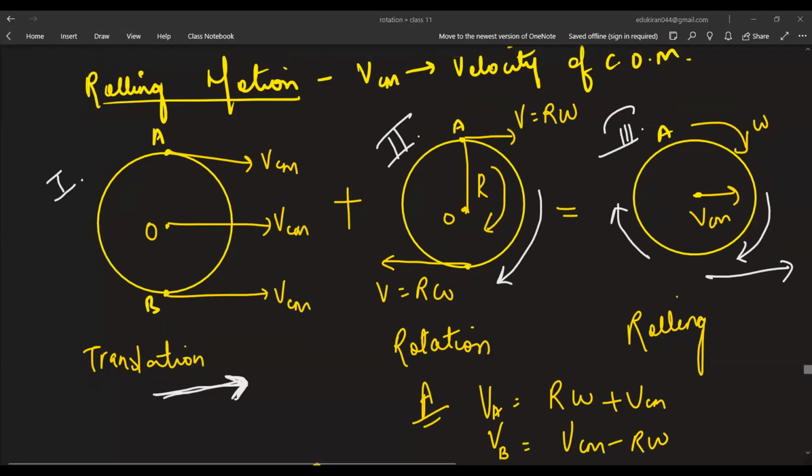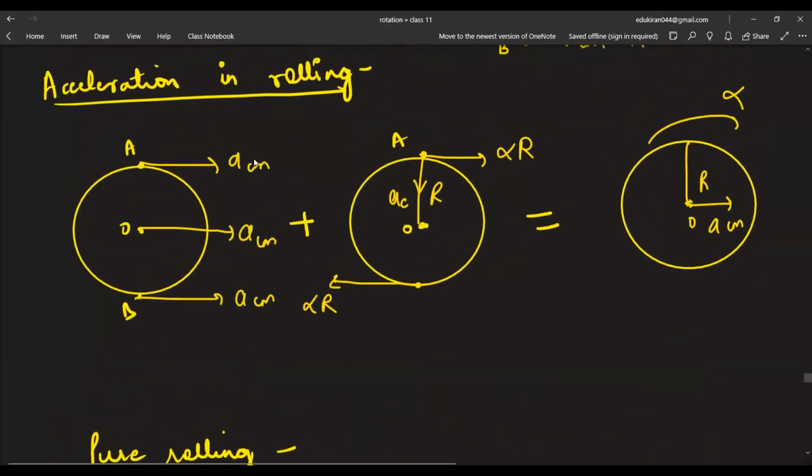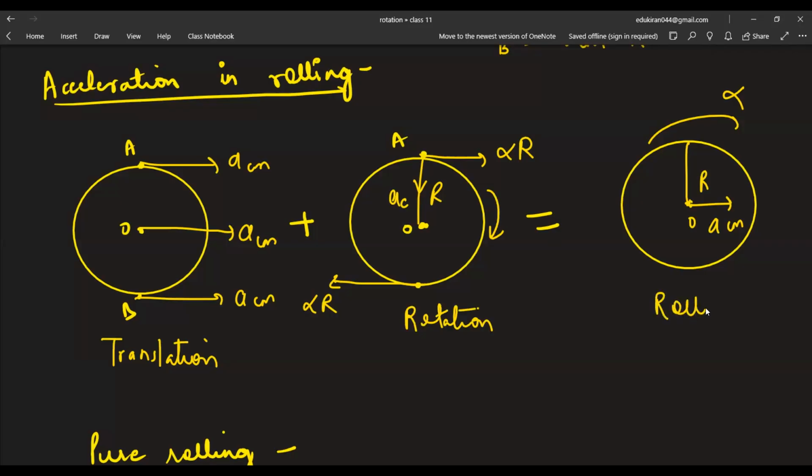Okay, look at the acceleration part now. ACM is the acceleration of the center of mass, for point A, and for this center O, again with 3 reference points in translation. This is the case of translation. This is rotation, so this is alpha r. Remember, the tangential acceleration is alpha r. This is the centripetal acceleration. So this is the case of rotation. The combined effect gives us rolling.